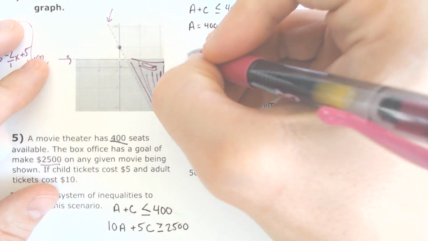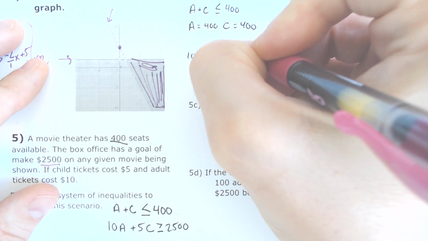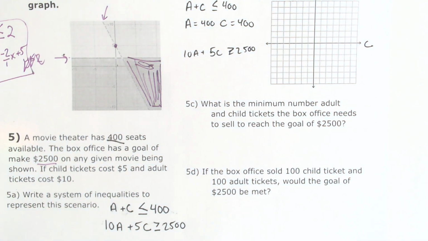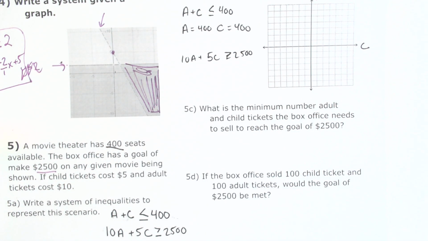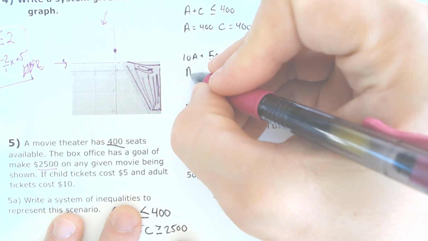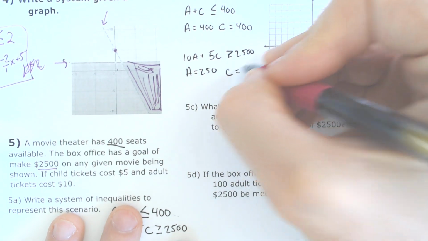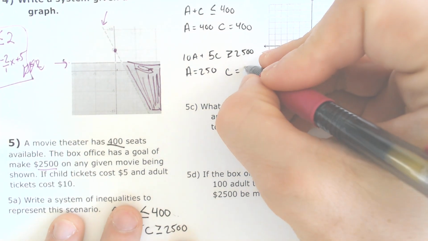I'm going to wait to fill them in because I don't know what's going to happen with the other equation. With 10A plus 5C greater than or equal to 2,500, the intercepts there: if we divide 2,500 by 10, you get 250. So the A intercept there would be 250. The C intercept there would be 2,500 divided by 5, which is 500.